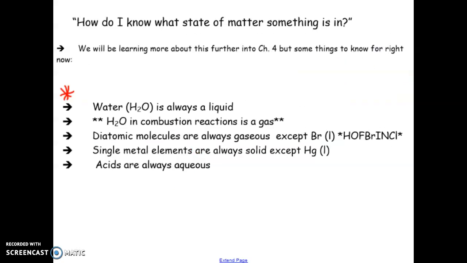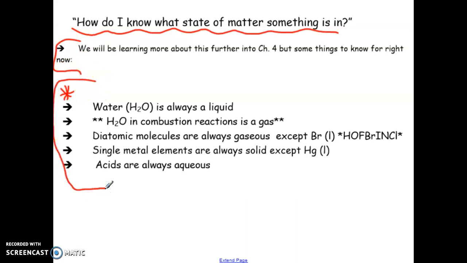Okay, so this is the big question. How do I know what state of matter this is in? We are going to be learning them, but there are some states that I expect you to know right now. So these ones you need to know. Water is always a liquid. So when you write out H2O in a chemical reaction, you should have a little l there, unless it's from a combustion reaction, in which case it would be a gas. We'll review that again when we get to combustion.